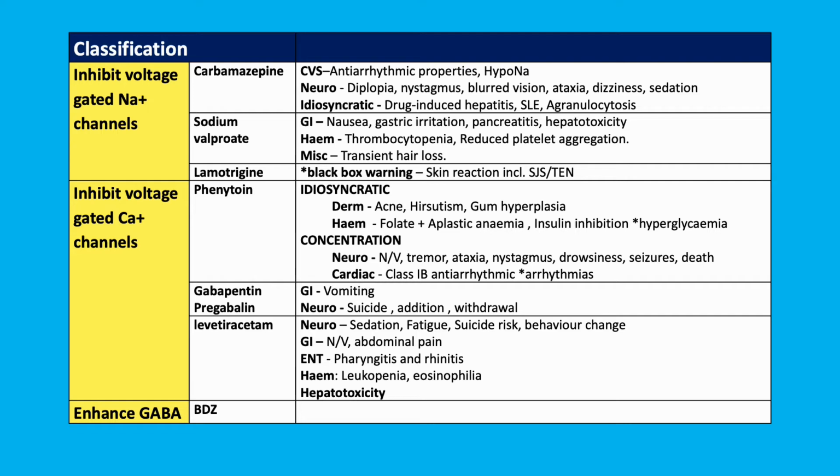Patients develop neurological symptoms from simple tremor all the way to drowsiness, seizures, and death. Idiosyncratic reactions include dermatological reactions, acne, hirsutism, gum hyperplasia, and hematological effects, folate deficiency, aplastic anemia, and insulin inhibition. As you can see from the table, there's a long list for each agent, but this is clearly not exhaustive.